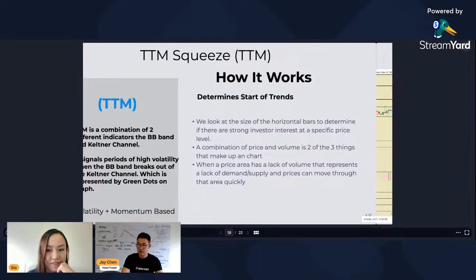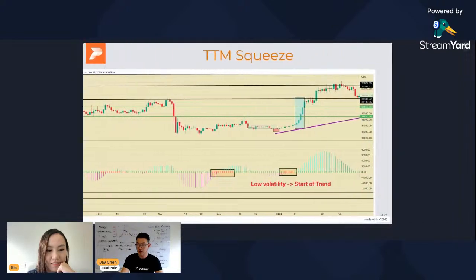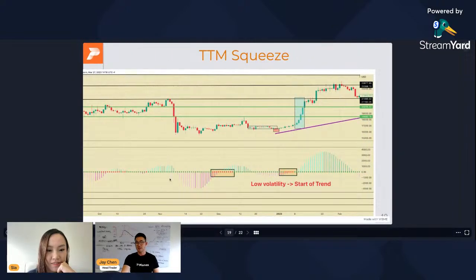Let me just go to the chart so it's easier to explain. So this is a TTM squeeze indicator. You guys can find this on TradingView as well. Basically, when it has red dots, that means it's waiting. That means volatility is squeezing, right? So red dots means low volatility.